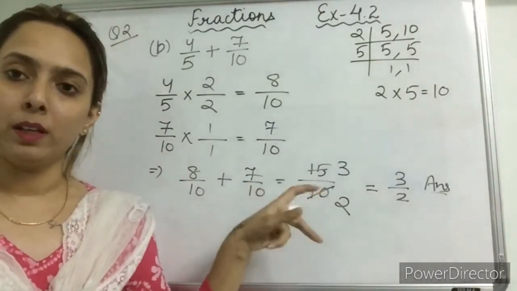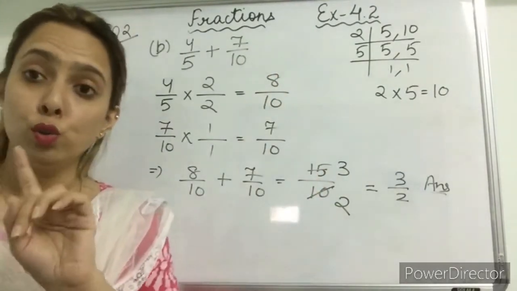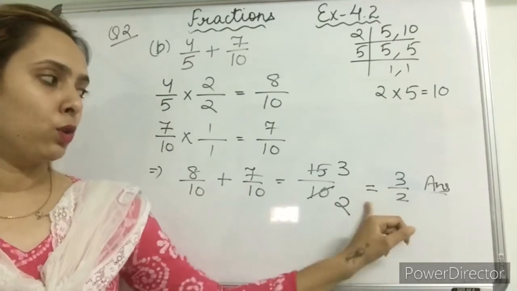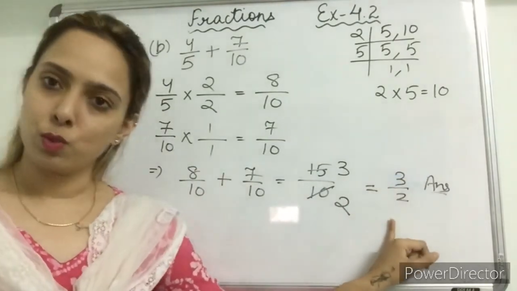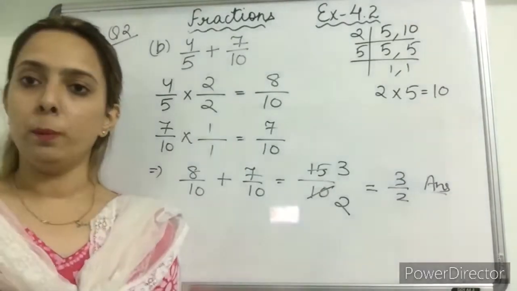दोनों सेम टेबल में आने चाहिए. ऐसा नहीं होना चाहिए कि एक को आप 3 से कर रहे हो, दूसरे को आप 2 से कर रहे हो. No. 5 3s are 15, 5 2s are 10. So here we have got the answer as 3 upon 2. So in this way, question number 1 and question number 2 will be solved.